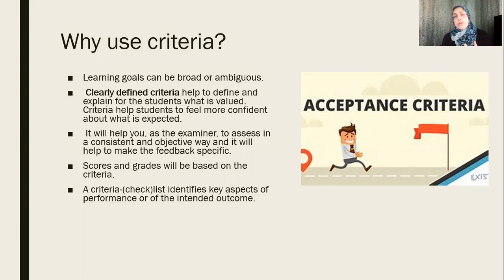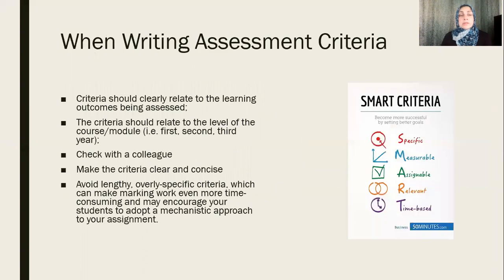And the criteria or the checklist or whatever you choose to call it, it defines the key aspects of performance that you want your students to achieve by this assignment. So when writing assessment criteria, take care that the criteria should be relevant to the learning outcomes that they are intended to assess. They should relate also to the level of attainment. For example, first, second, third year students, postgraduate students, how are you going to differentiate between the levels of attainment of each of those? So the criterion should state specifically what you want from each level of student.